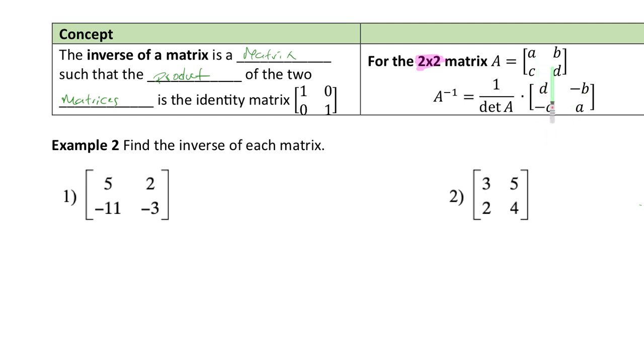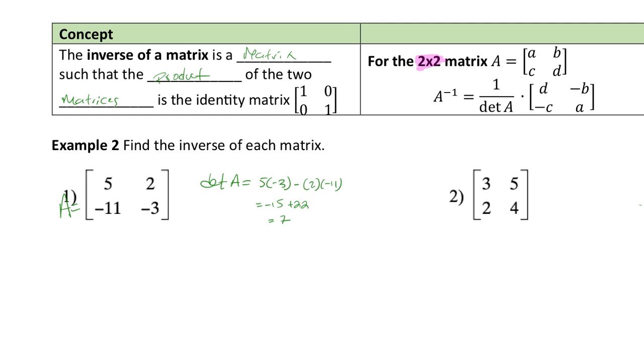So what we're doing is that in my matrix, I'm flipping the main diagonal, and then the other diagonal, I'm changing everything to the opposite. So let's go step by step. On this one, I'm going to name this matrix A. The determinant of A equals 5 times -3 minus 2 times -11. So that means I got -15 plus 22, and that equals 7.